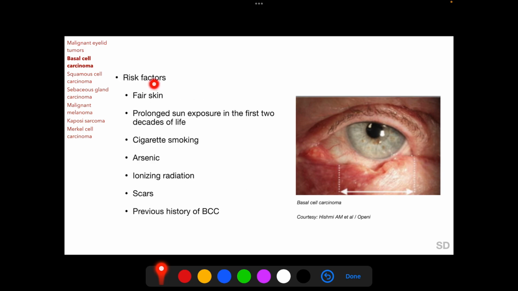Risk factors for basal cell carcinoma include fair skin, prolonged sun exposure, particularly early in life, cigarette smoking, arsenic toxicity, exposure to ionizing radiation, scarring in the skin, and patients with a previous history of BCC are likely to have BCC again.